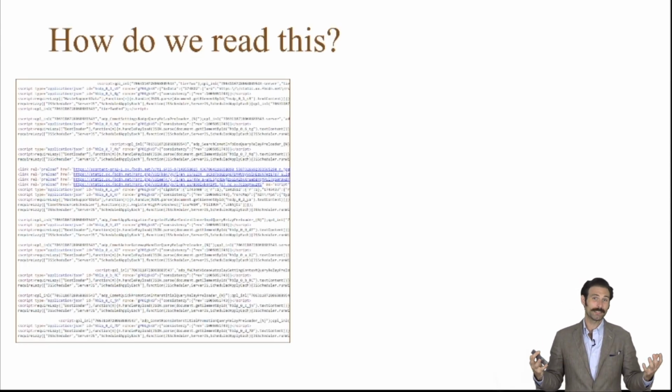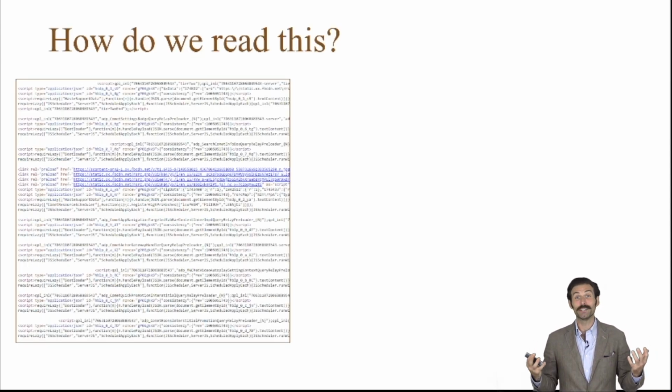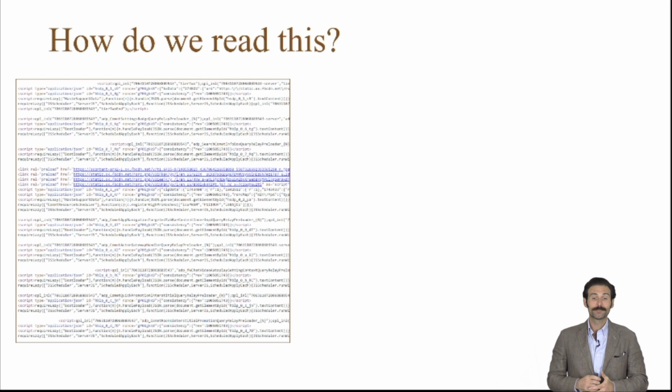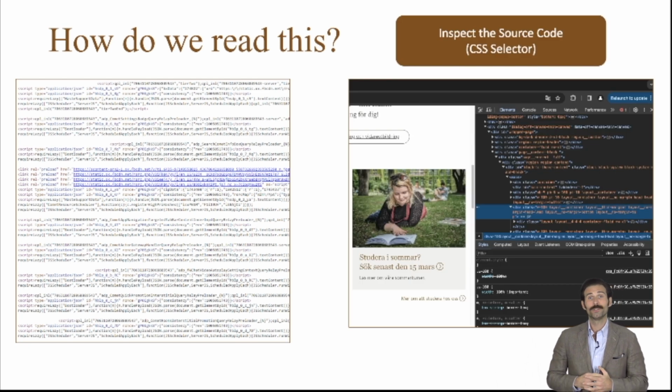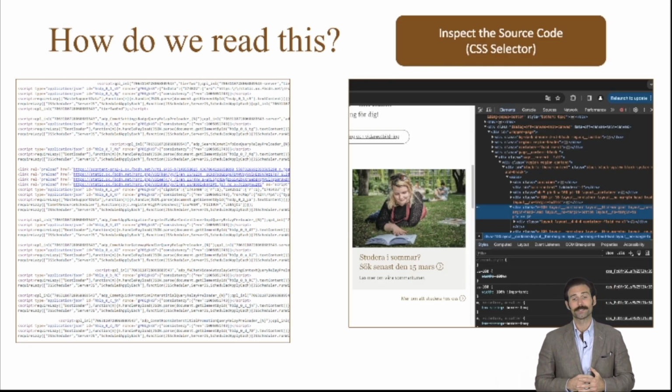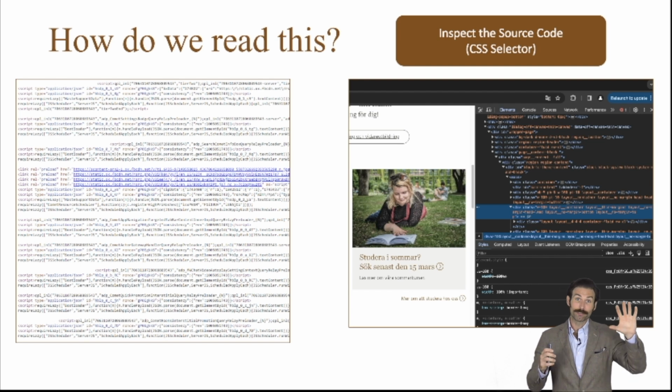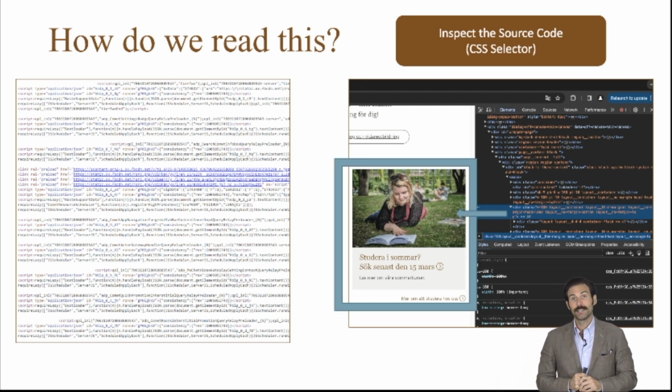But this code is messy. It's extremely messy, and it differs from website to website. So how do we actually go through and read this code? Luckily, there are tools that help us do this. These are called CSS selectors. And next lecture, we're going to go much more into detail with these tools. But basically, what they do is they help us look at the front and the back end side by side and find exactly on a website what we see on the front end, where is that on the back end.